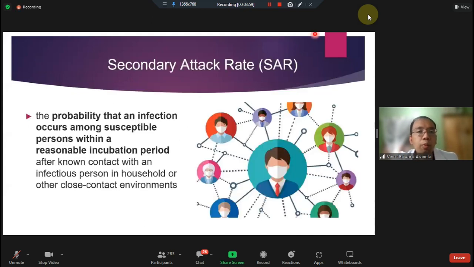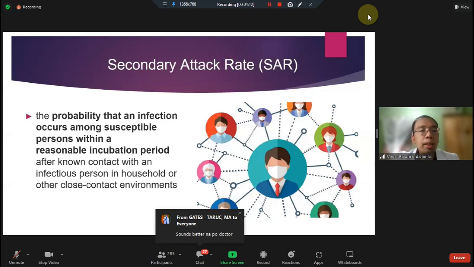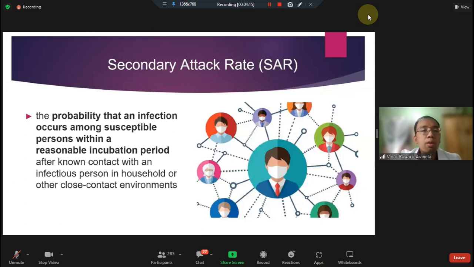The next thing that we will learn is the secondary attack rate. You just have to memorize or be familiar with the phrase: the probability that an infection occurs among susceptible persons within a reasonable incubation period. One thing to take note of here is susceptible persons within a reasonable incubation period. Again, I will emphasize susceptible persons, for example those who were not vaccinated, and then within a reasonable incubation period.